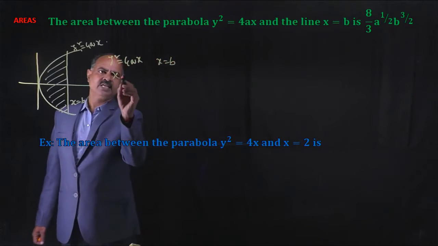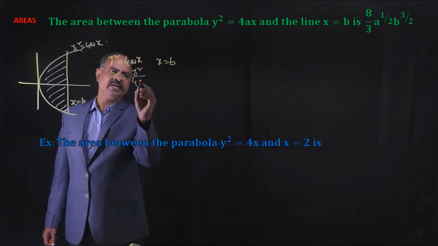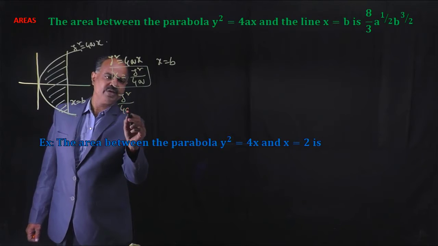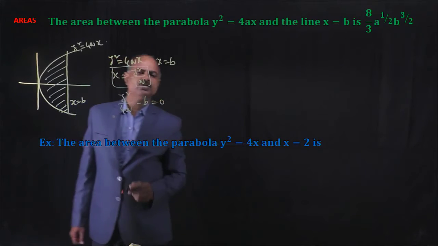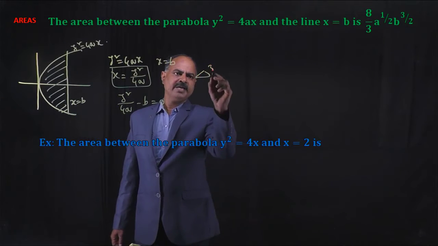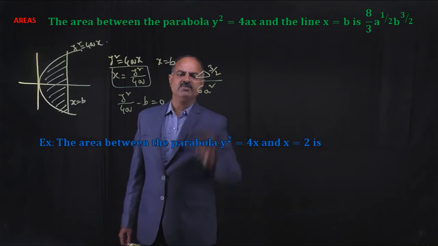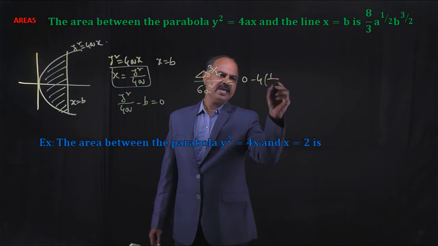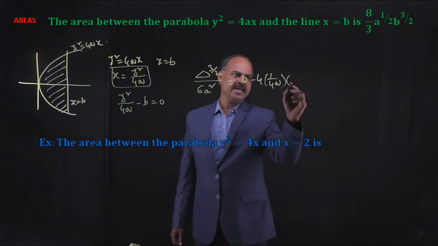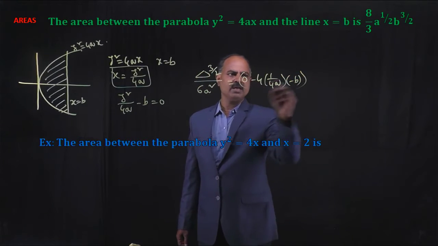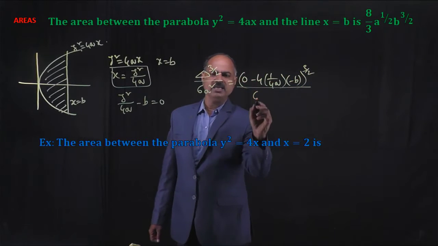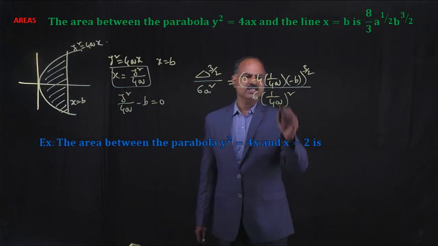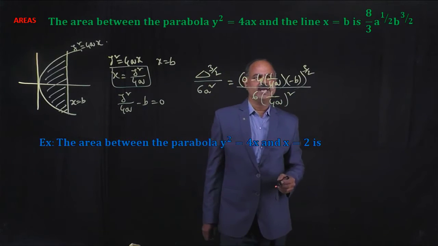Now here x = y²/4a. So equating linear terms, y²/4a − b = 0. So write Δ^(3/2)/6a². Now here Δ = b² − 4ac, with b = 0 and c = −b, so (4a·b)^(3/2) over 6a², divided by (1/4a) squared. Now here the 4 and 4 get cancelled, minus into minus becomes plus.